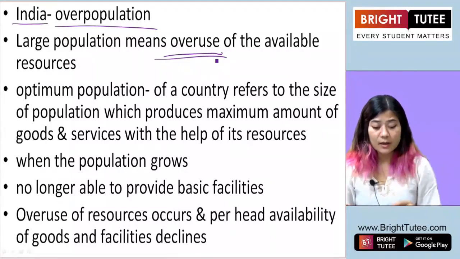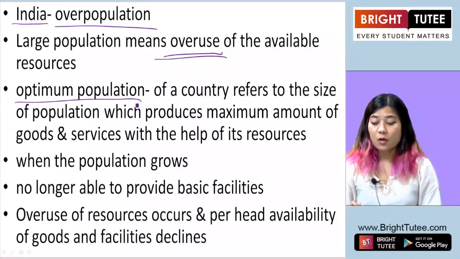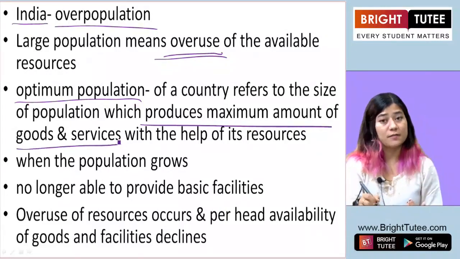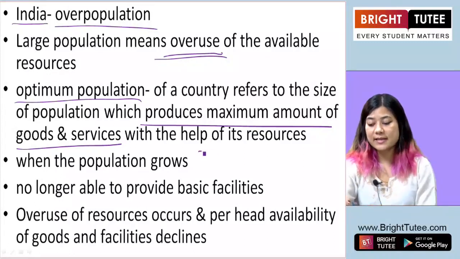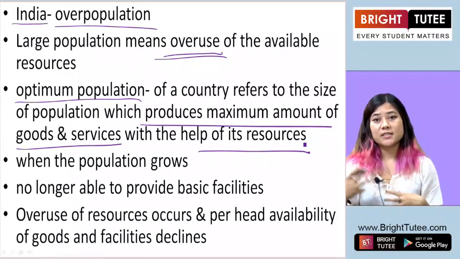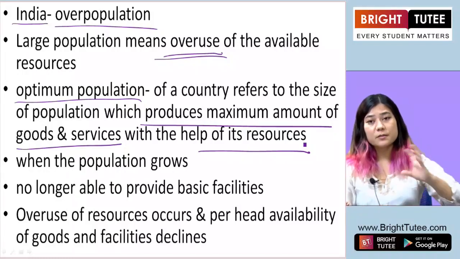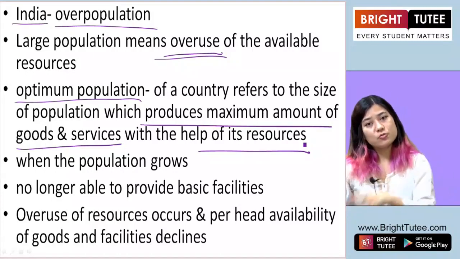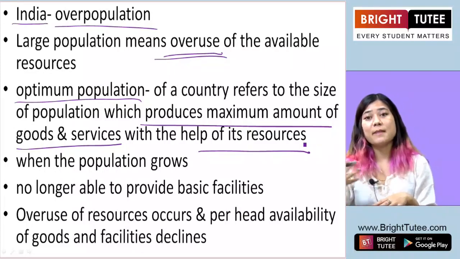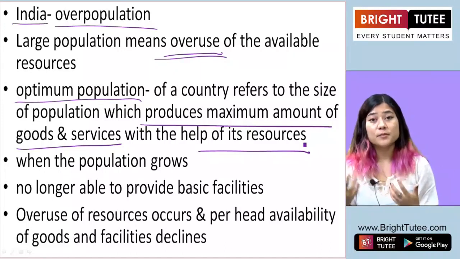Now, there is something called optimum population. What is optimum population? When the size of the population of a country produces the maximum amount of goods and services with the help of the resources that they have, that's called optimum population. This kind of population can be seen in countries which are not overpopulated, because the people living in that country use the resources available, which are enough for everybody, and they produce the maximum amount of goods and services. That condition is called optimum population.